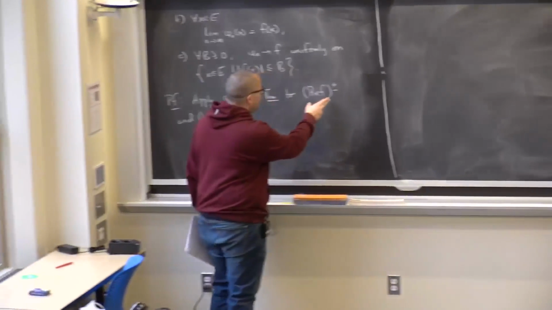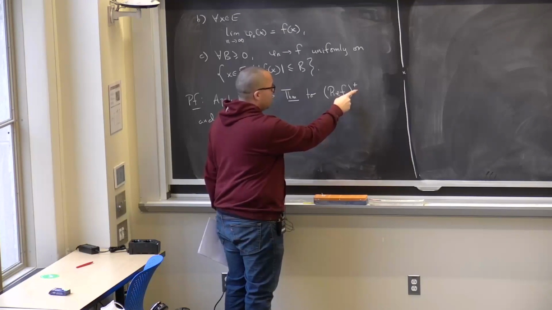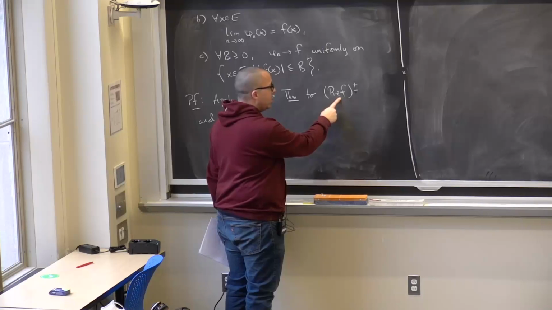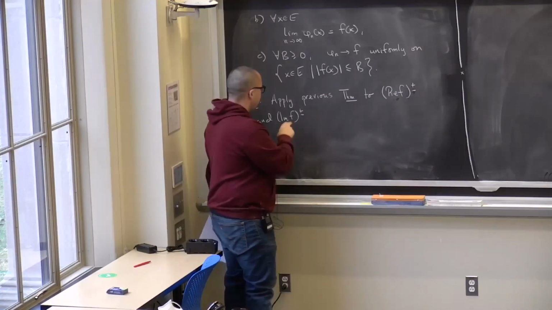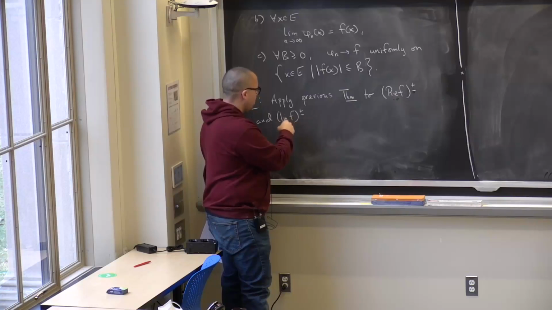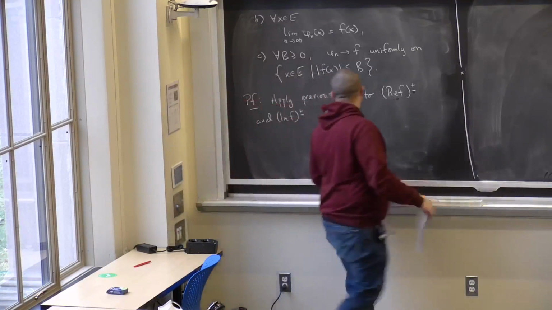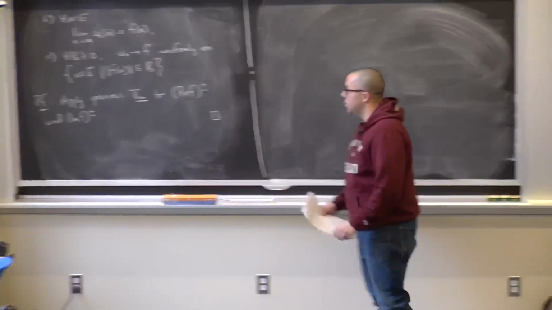You will take the sequence of simple functions corresponding to the positive part of the real part of f and subtract the sequence of simple functions that you got for the negative part of the real part of f. And you will take that and add i times the sequence of simple functions converging to the positive part of the imaginary part of f, minus the sequence of simple functions converging to the negative part of the imaginary part of f. Okay, so that's what I mean by applying the previous theorem to the positive and negative parts of the real and imaginary parts of f.